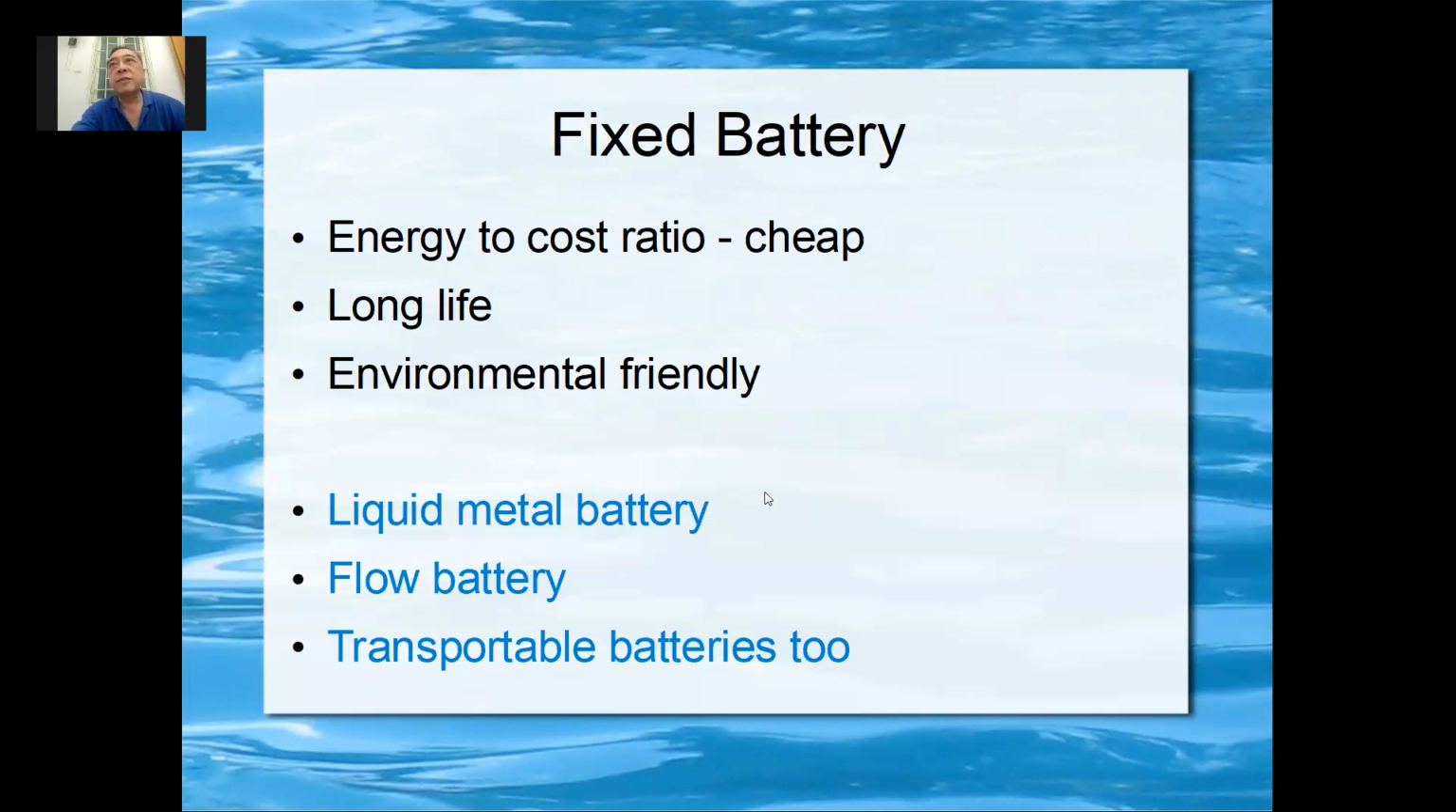Okay, now we talk about fixed battery. Okay, fixed battery, the most important is the energy to cost ratio. It must be cheap for a certain amount of energy. Okay, that's the most important criteria. You don't care about the weight, you don't care about the size, because you are going to fix it on the floor or inside a building. The weight also matters, because weight will affect the shipping cost. But these are minor issues. The main thing is overall cost must be cheap.